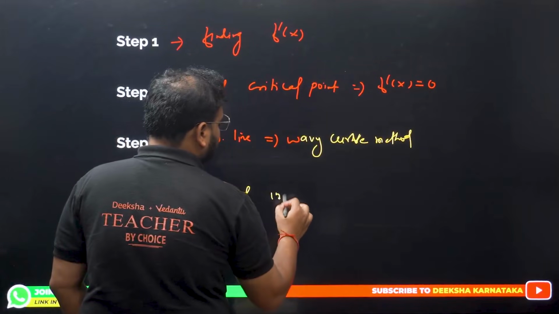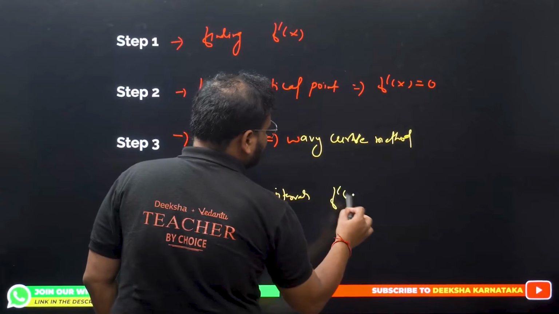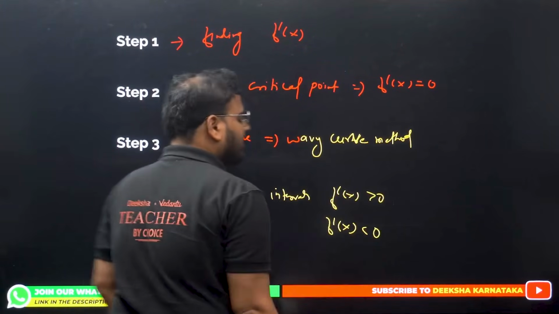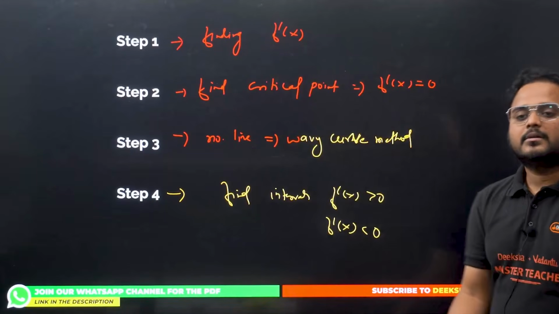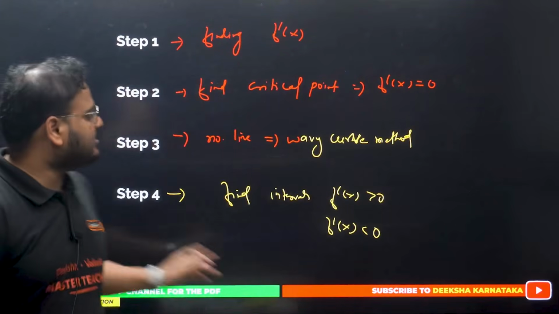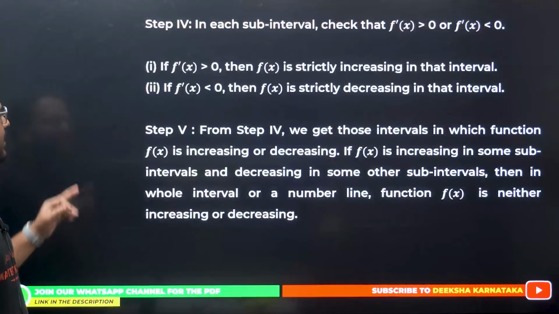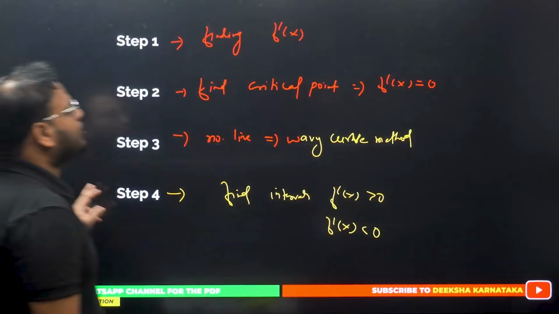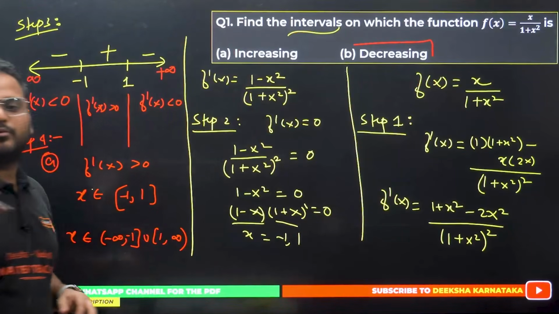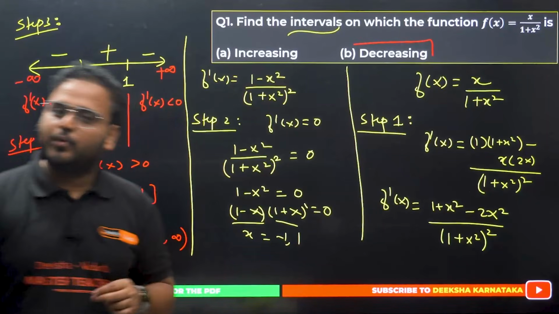Find intervals. What is it? Whether f dash of x is positive or f dash of x is negative. And then write the answer. Write the correct choice if it is objective. Same is written over here also. Please read through all the steps given to you over here, but I have also given you the simplest possible 4 steps to get cracking on all the questions of increasing decreasing functions. Let's move on to question number 2 now.